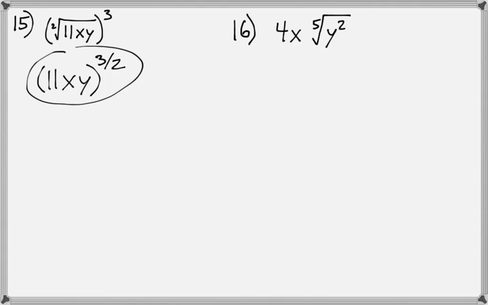So this is okay, or if you wanted to, you could write it as 11 to the 3 over 2, x to the 3 over 2, and y to the 3 over 2. So either way is okay.